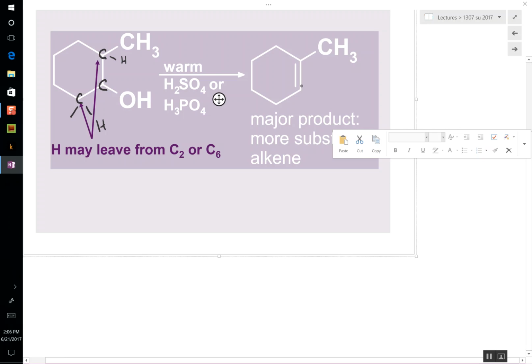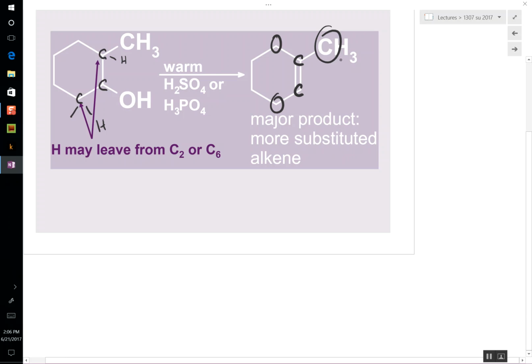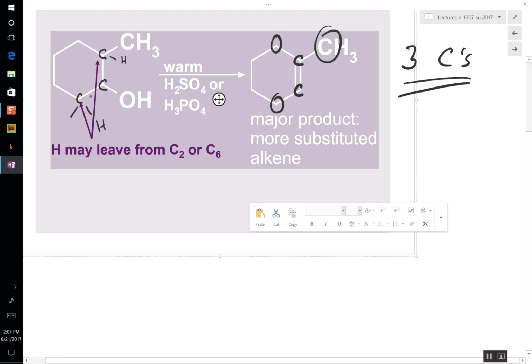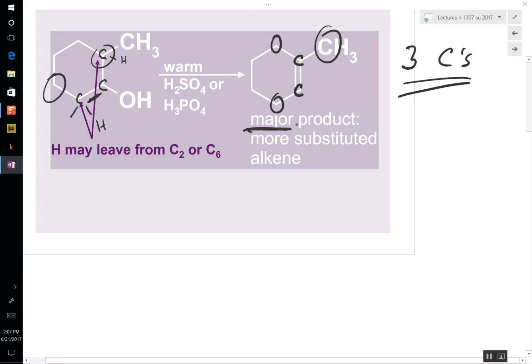Why? Because now this double bond has a carbon, and another carbon. It has 3 carbons substituted on that double bond. That's the major product. If we had formed the double bond right here, it would have had 1, 2 carbons on it. But this one would have 3, so this is the major product.